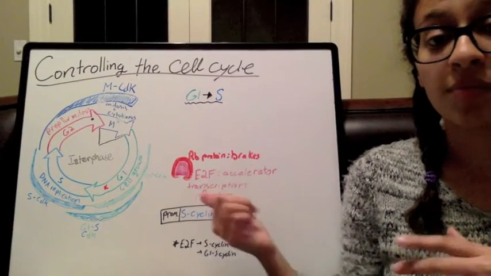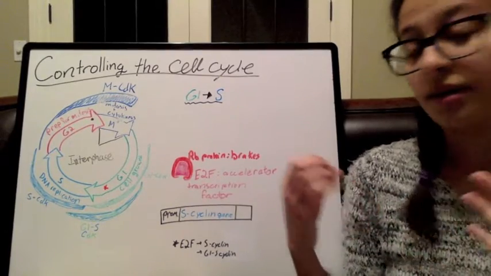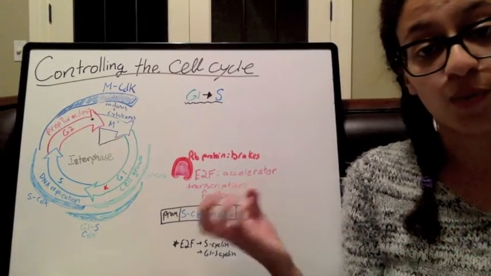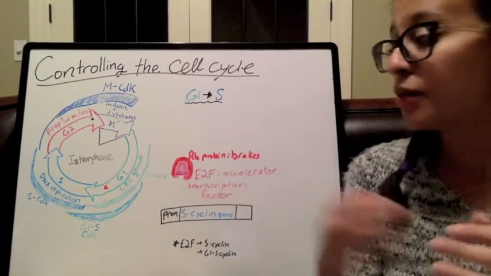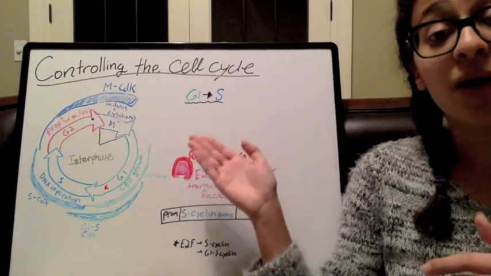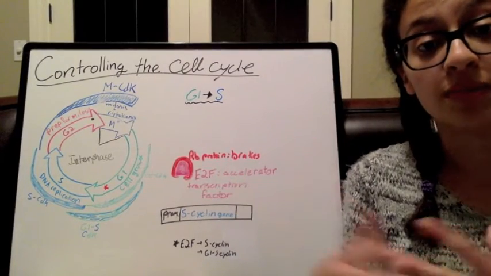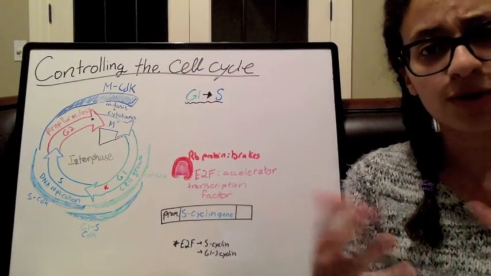So the RB protein usually binds to the E2F during the G1 phase because you don't want it to go into the S phase at that time. But once you want to pass that restriction point and go from G1 into S, you need to get rid of this RB protein. How are you going to do that?